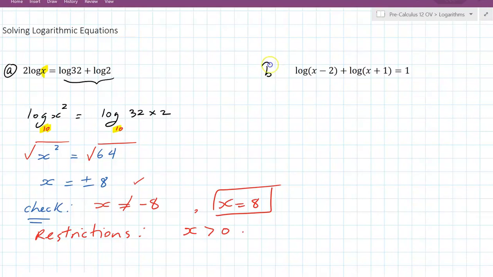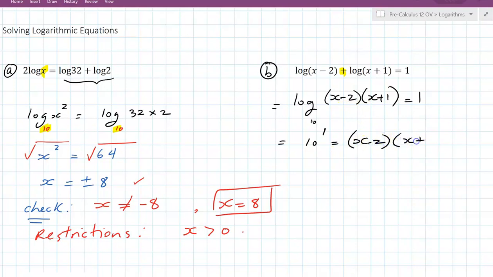Let's go to example B. Let's rewrite this in terms of a single log and then change it to the exponential form and come back. So here it is. We have an addition of logs, same base, that is multiplication of the argument. It is base 10. We're going to change that now into the exponential form. So here is the change. Remember, there's a 10 in here that we don't write. So 10 to the exponent of 1 equals the argument. So that would be x minus 2, x plus 1. Okay? That's what that would be.